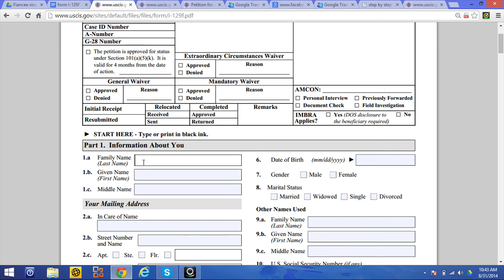Some people say surname. Your last name will be in capital letters. You will type it here. Let's take an example in capital letters. You put your last name here, and then your first name here, and middle name.